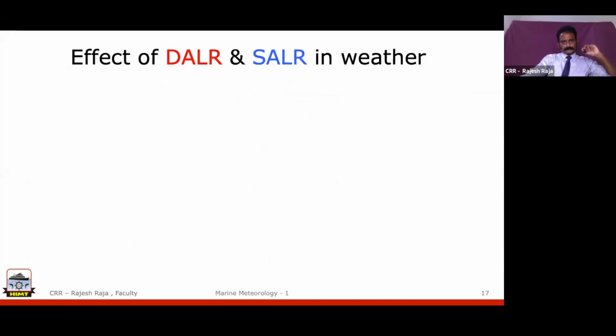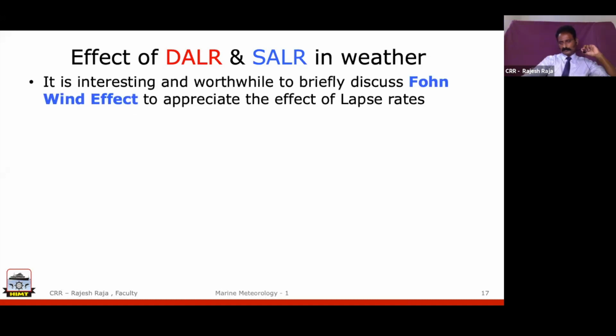Let us quickly look at this effect of DALR and SALR on the weather. It creates some phenomena. Interesting to know. It happens around you also, and I can tell you a place where it happens. So we'll look at it with examples. Okay, so let us see what this effect is. It is also called the Fohn wind effect.